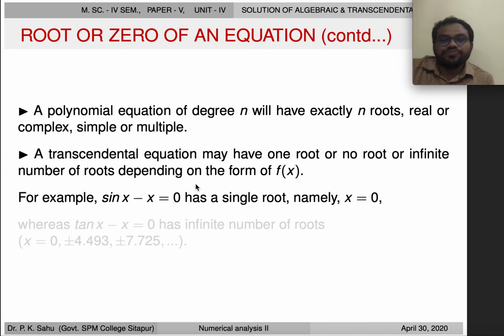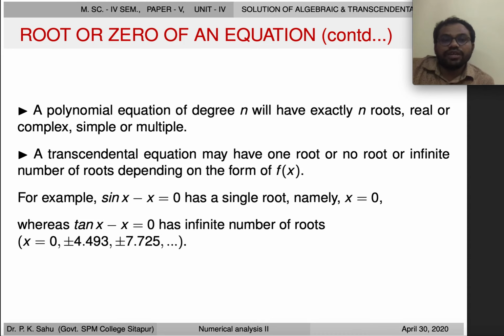For example, suppose we have equation sin x - x = 0, then we know that this equation has only a single root which is x = 0. But if we have equation tan x - x = 0, then we know that it has an infinite number of roots.